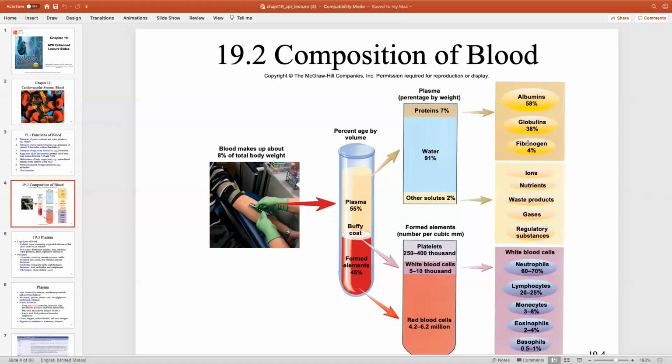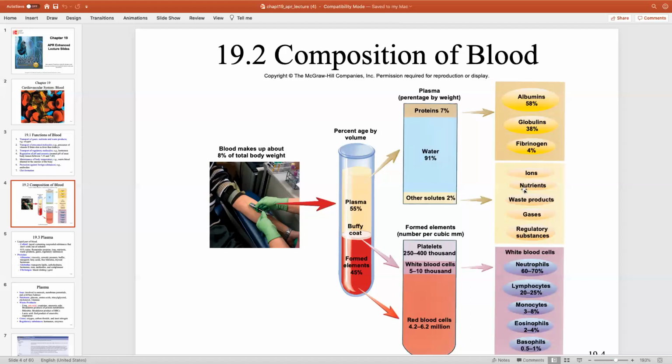Albumins, globulins, fibrinogen are all part of the proteins found in plasma. This is the big one right here, albumins. And albumins play a big role in osmotic differences in our body. If albumin levels are low, it's a sign that you have some kind of liver failure. Other solutes, ions, including sodium, potassium, calcium. Those are the main ones, including as well bicarbonate.